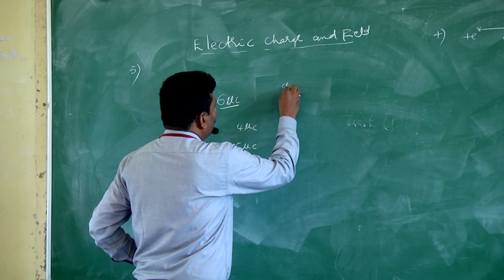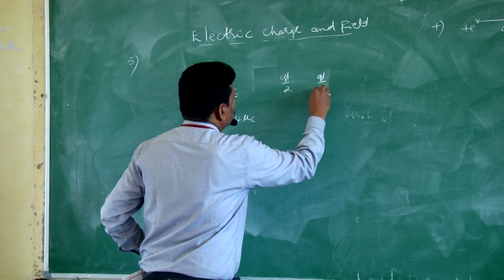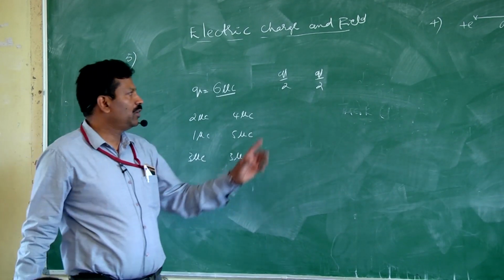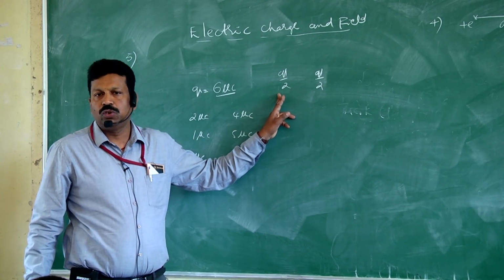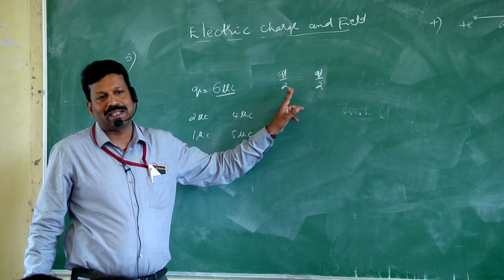Q by 2 and Q by 2, correct. When you divide the charge Q into Q by 2 and Q by 2, the force between them is maximum.